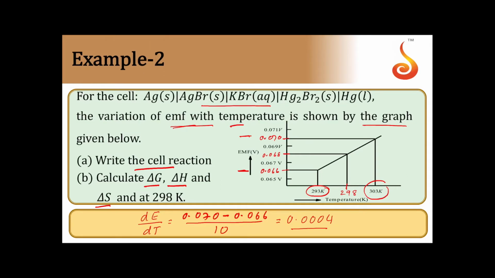Now let us write the cell reaction. While writing the cell reaction, we always start with the anodic reaction, followed by the cathodic reaction. Try to observe here, the cathodic reaction is similar to the calomel electrode. In calomel, you use Hg2Cl2. Now it is used here as Hg2Br2. We can recollect that reaction also. One more thing is, from the cell reaction only we can know the value of n, because n is also required to solve the problem.